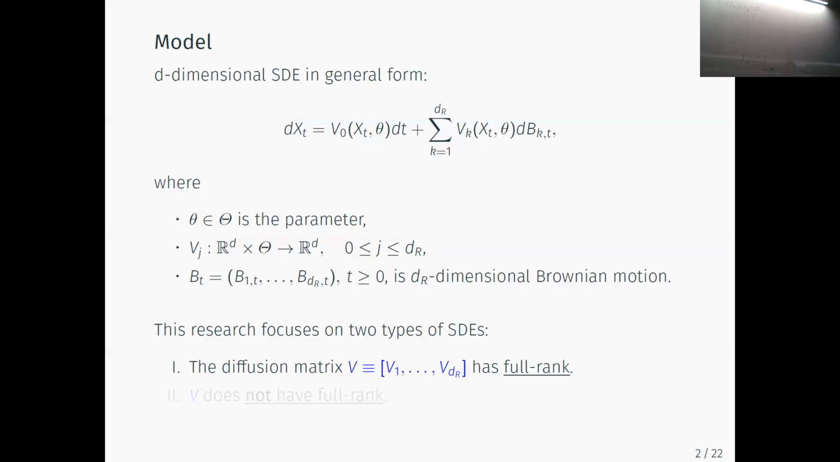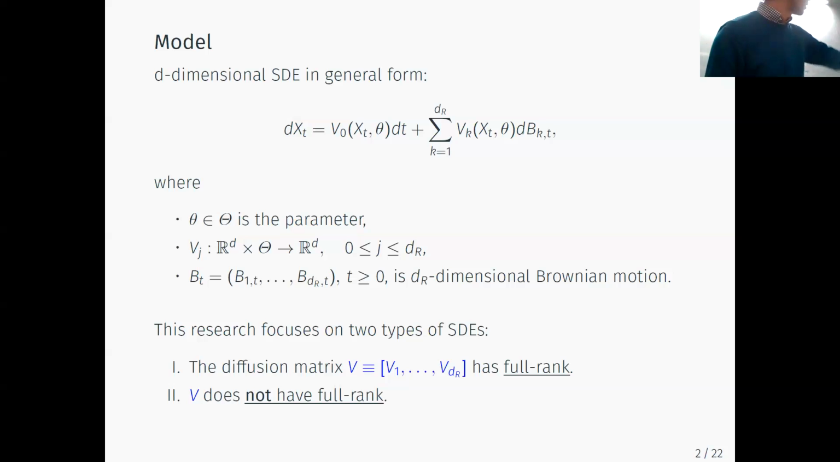This research focuses on basically two types of SDEs. The first type is specified by the diffusion matrix. This is a d times d_R matrix. We assume that this diffusion matrix has full rank. So this is the first type of SDE, and actually a quite common assumption in applications. And secondly, we also consider the case where the diffusion matrix does not have full rank. And actually, this type of model appears in applications. You can find so many examples in applications, in fact.